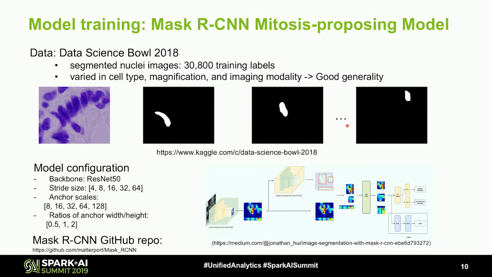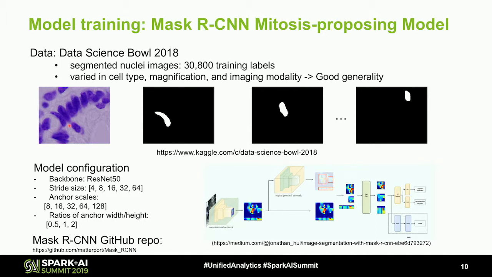Now I will introduce how we train the Mask R-CNN model. We use the data from the Kaggle Data Science Bowl 2018, and this training dataset provides pixel-level labels. As shown in this figure, for each nucleus they provide a polygon to represent the label. In total, there are about 30,000 training labels for the training images. And this data varies in cell type, magnification, and image modality, so that we hope the model trained on this data can be general for different kinds of cases.